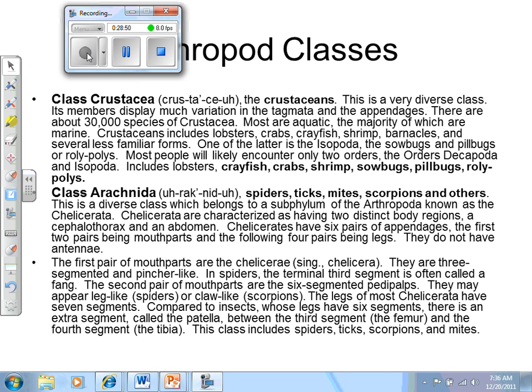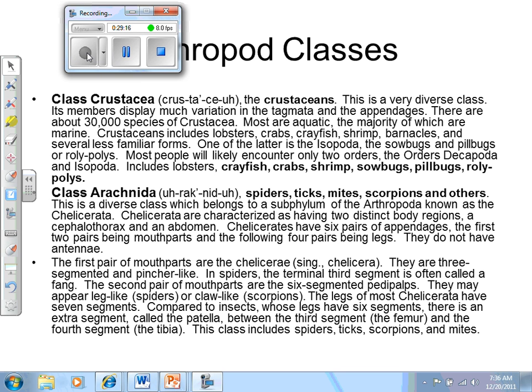Pretty common group though. The arachnids: the spiders, the ticks, the mites, and also the scorpions. Also a pretty diverse group. They typically have two big body segments, what we call the cephalothorax, which means the head and the chest, right? Cephalothorax, head and chest, and then the abdomen.